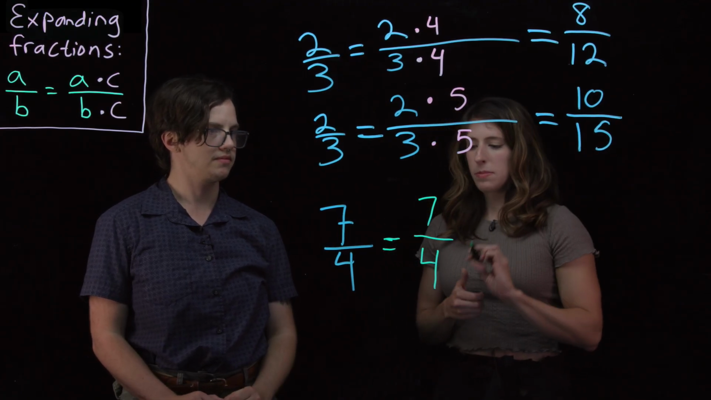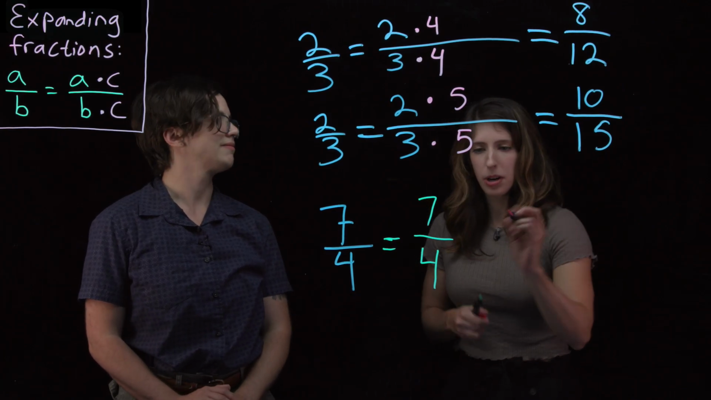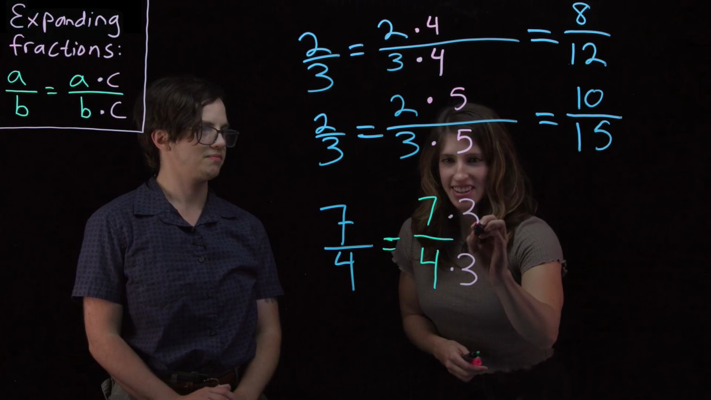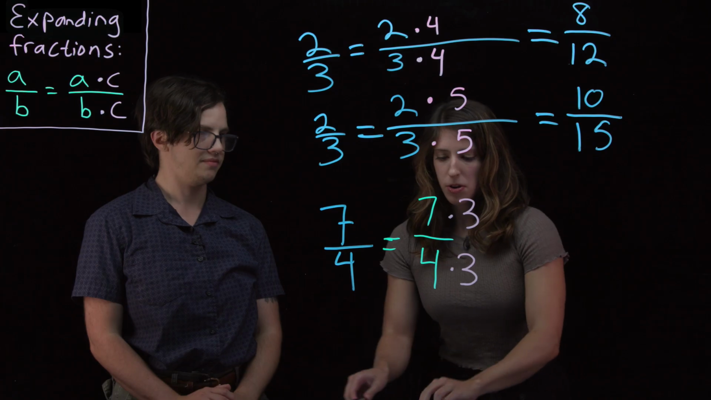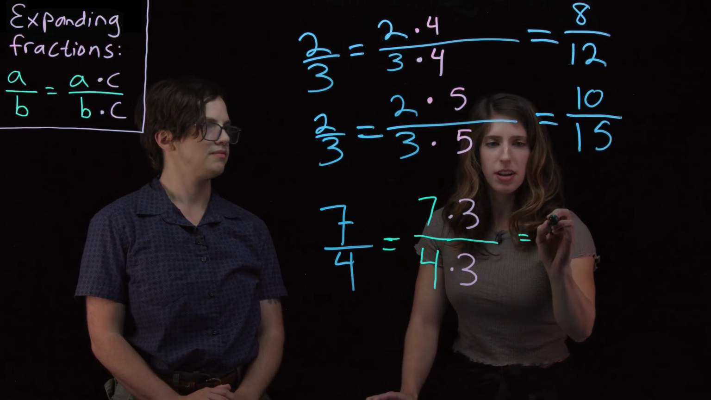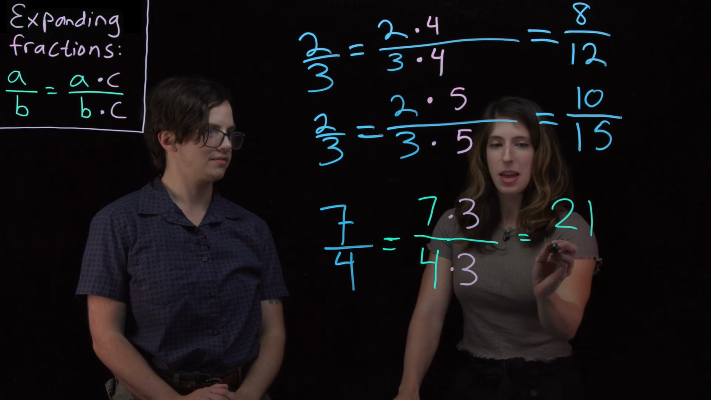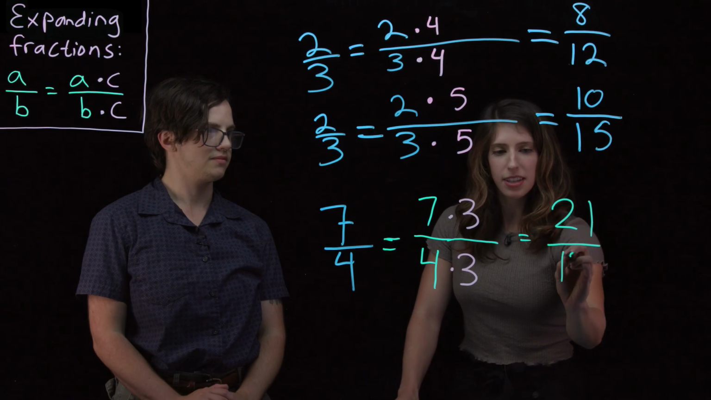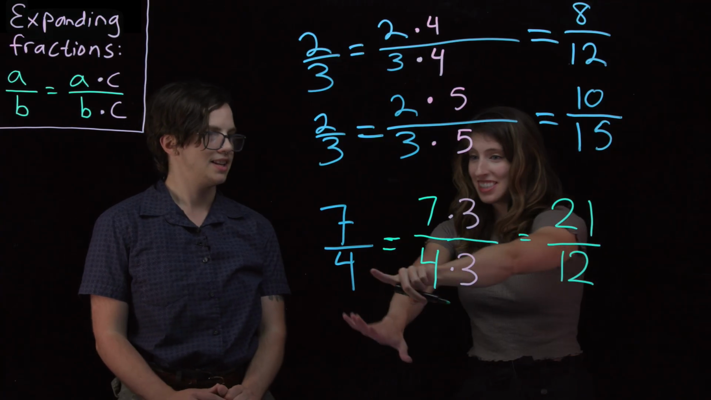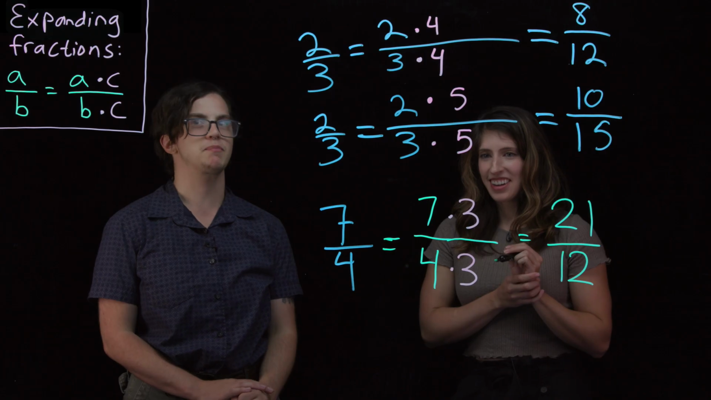I am going to take the numerator and denominator and multiply them by 3. Is that the magic number? Yes, it is. All right. So our new numerator will be 7 times 3, which is equal to 21. And our new denominator will be 4 times that same number 3, which I believe is 12. Did that just work? Is that an equivalent fraction to 7/4? Yes, it's an equivalent fraction, and you expanded them by multiplying the numerator and the denominator by 3.